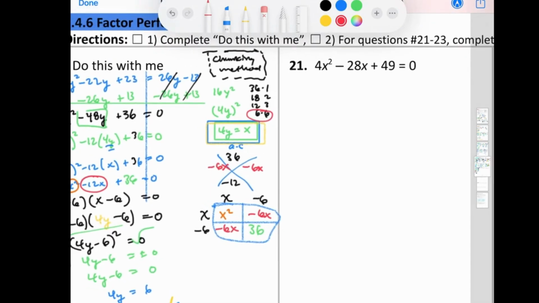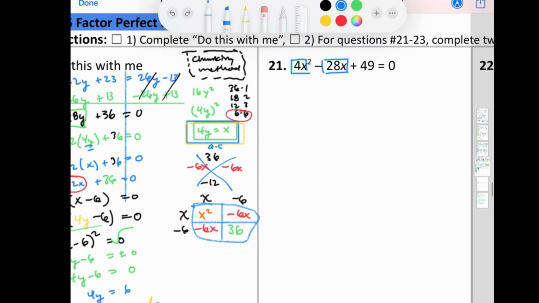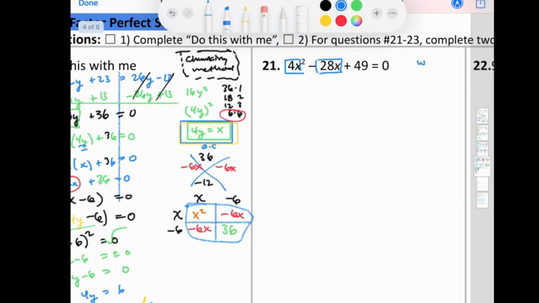All right, so let's go ahead and look at the chunking method here. You're really just looking at the fronts right here, and you're basically seeing what they have in common. What they have in common is a 2x. So let's go the other way. Any variable you want, I'll call it w, I like w, I don't know why. w equals 2x. How did I get that? I got this from here: (2x) squared minus 14 times (2x) plus 49.